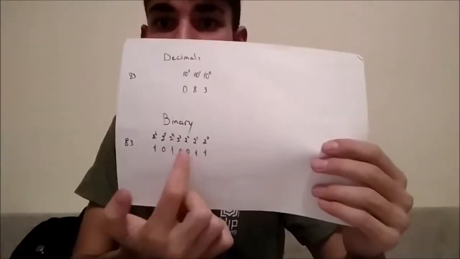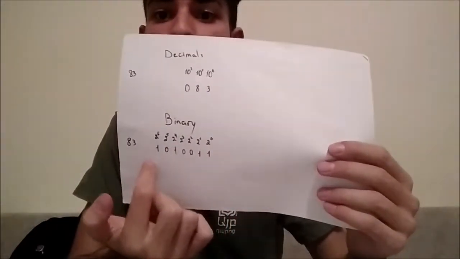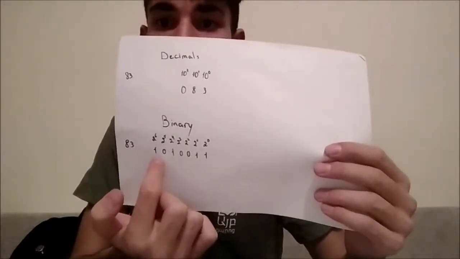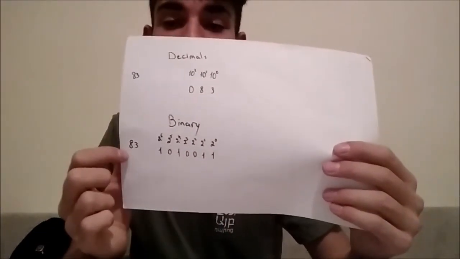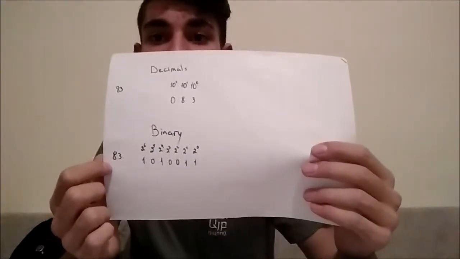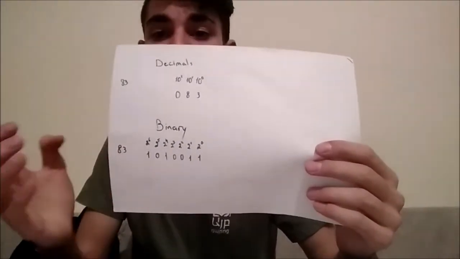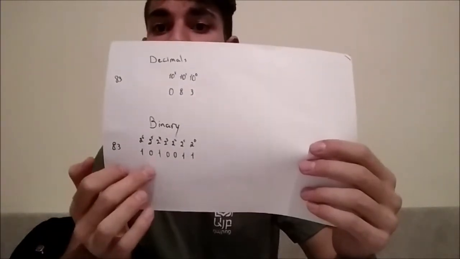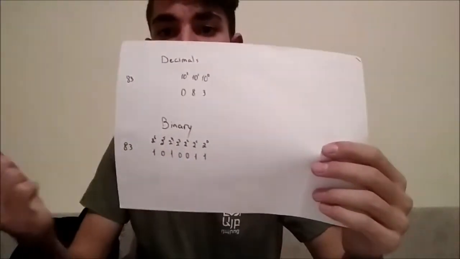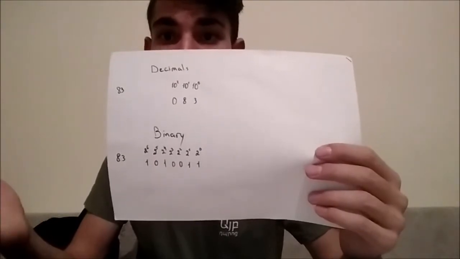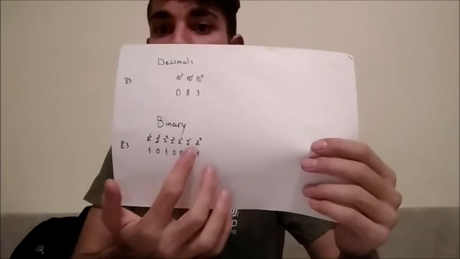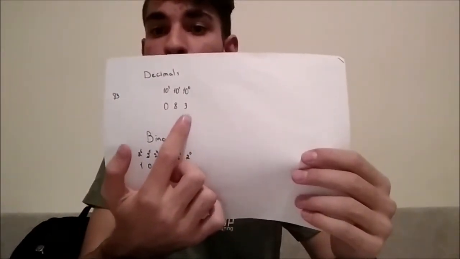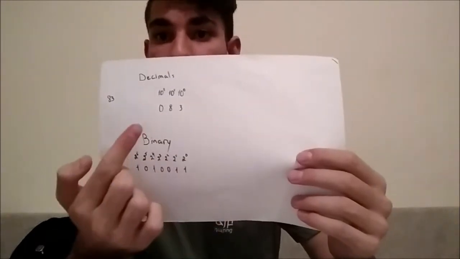So 83 is represented here in binary, and binary is a combination of 1s and 0s. If someone says to represent a number with binary, you will get a result that is a combination of 1s and 0s next to each other. And if it says to represent in decimals, you must get a combination of numbers from 0 to 9.